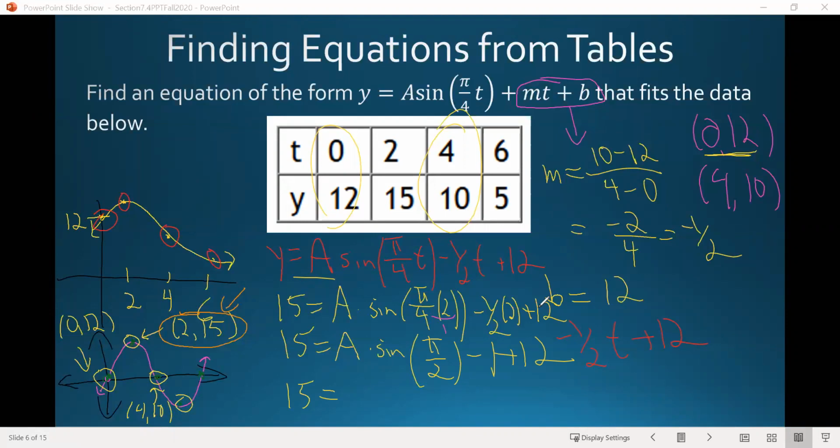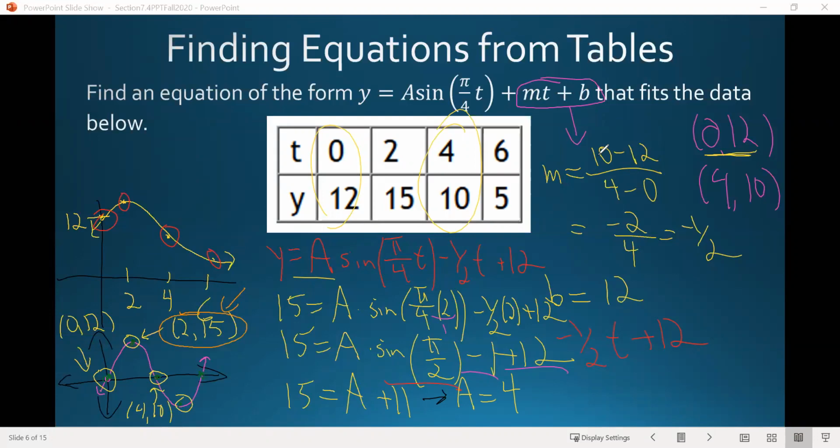If we think about our unit circle, that's equal to 1, and 1 times a will just give us a. And then over here, we have the minus 1 and the plus 12. Combine those two, it should give us plus 11. We can then solve by subtracting 11 from both sides. We would end up with a equals 4.